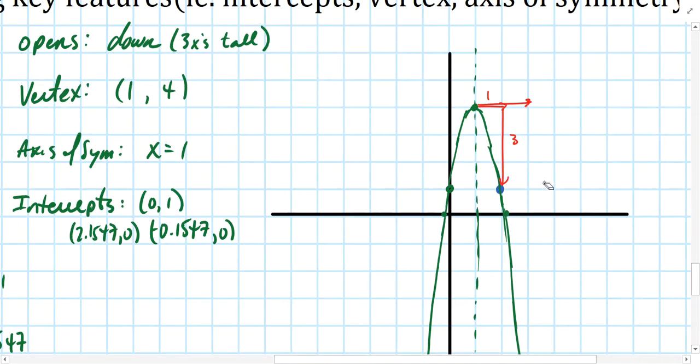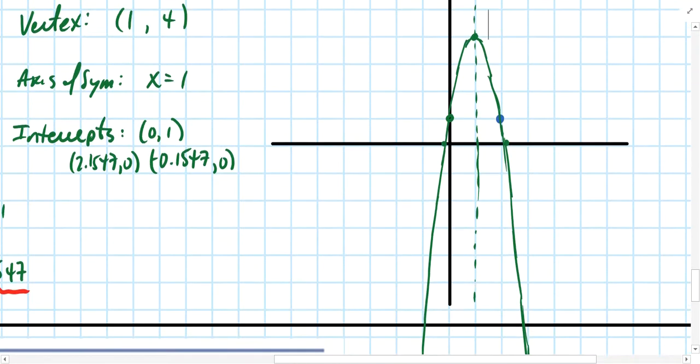So that's the shape of the graph here, and you'll notice that the coordinate where the graph touches the x-axis isn't very nice. It was a nice coordinate here, 1 unit above, but it's not a very nice coordinate on the x-axis in and of itself. But that's okay, because the calculated results that we got for the intercepts seem to support our thought that it's just to the right of 2 and just to the left of 0, at 2.1547 and negative 0.1547.